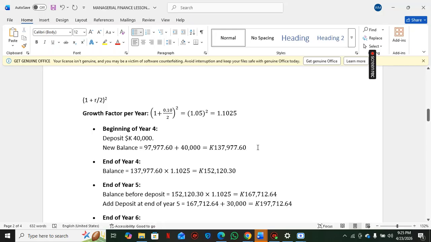Then at the end of year 4, after the compounding has been done twice, we're going to multiply 137,977.6 by the growth factor, 1.1025. You're going to get 152,130 kwacha. That's the ending balance of year 4.